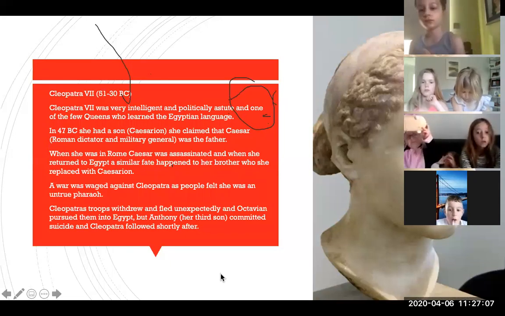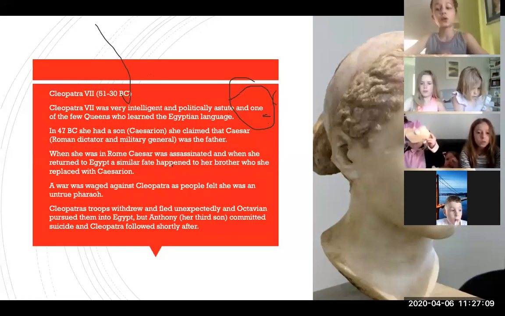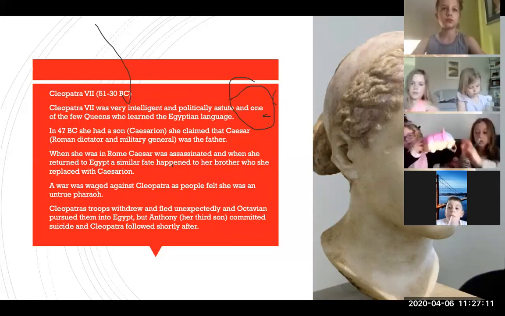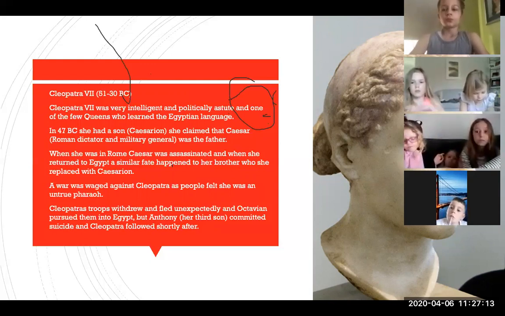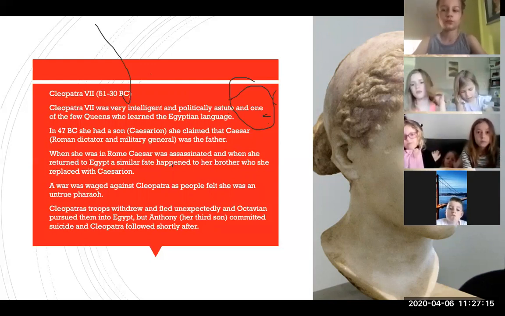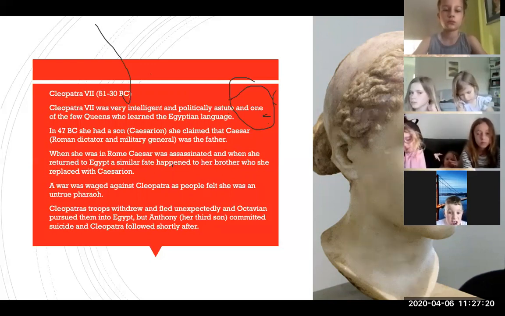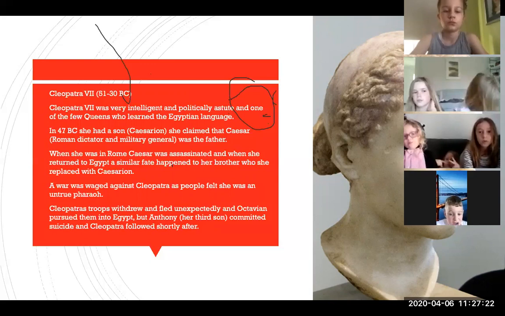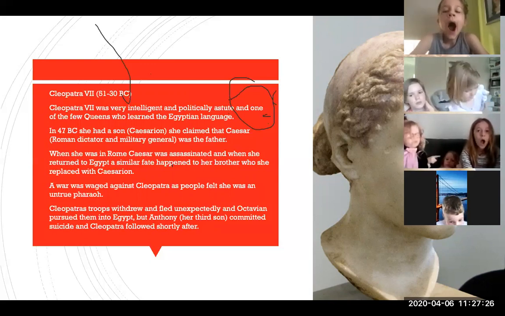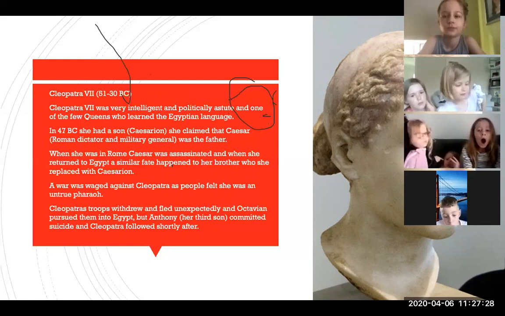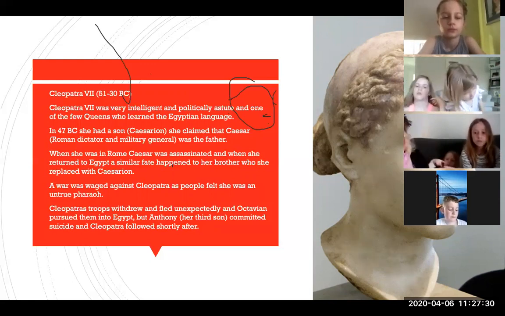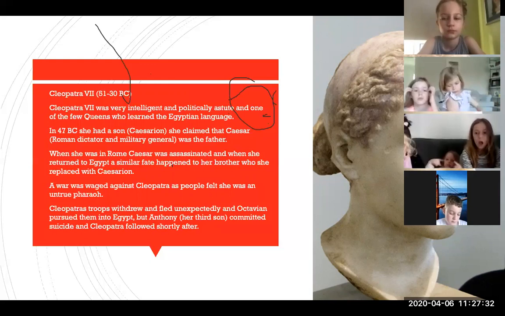Another important pharaoh, or I think is important, was Cleopatra, who reigned from 51 to 30 BC, so nearly at the end of the ancient empire. Cleopatra VII was very intelligent and politically astute. That means she was very clever and understood how the politics and the system worked in Egypt. She was one of few queens that actually learned hieroglyphics.